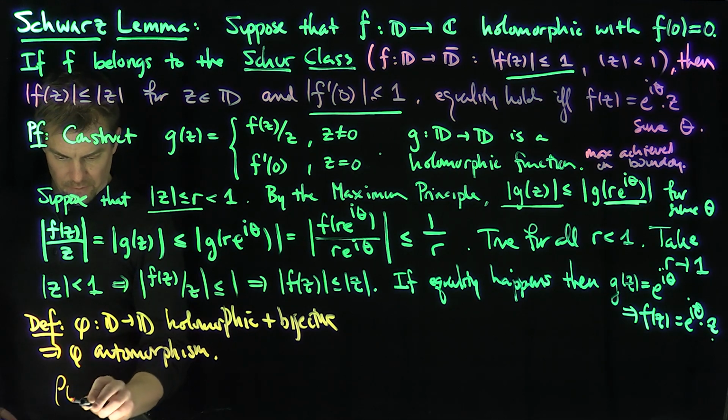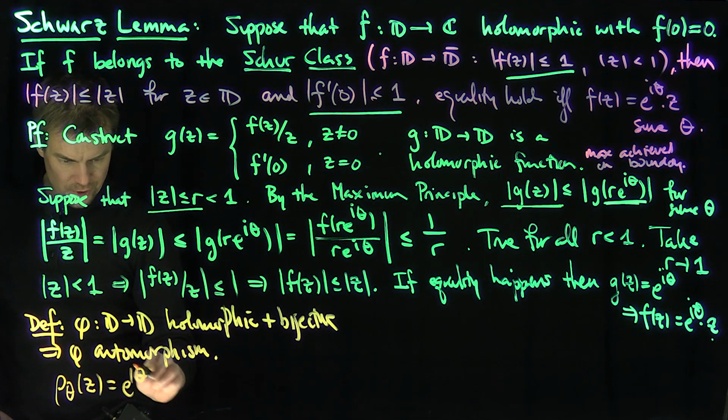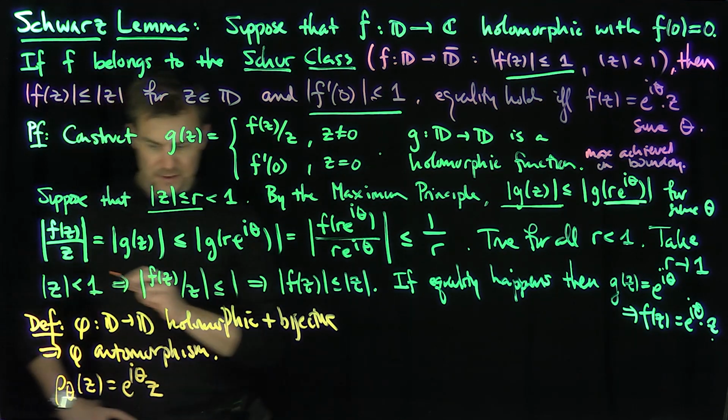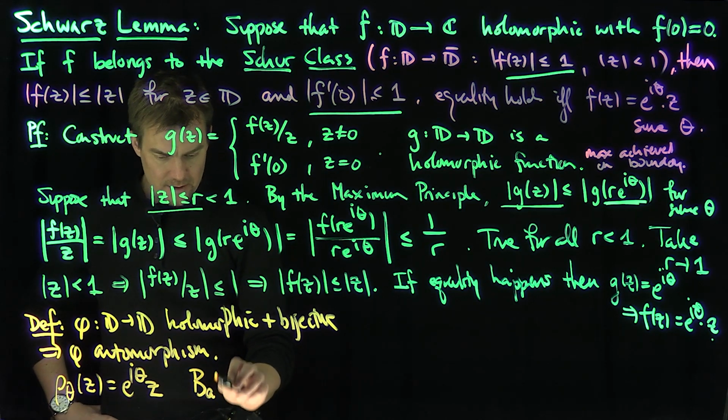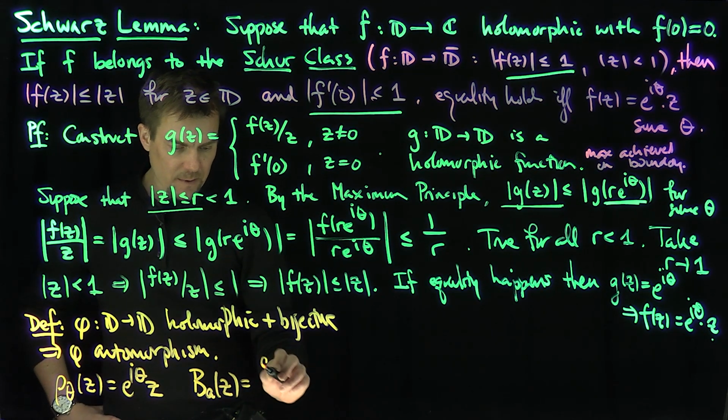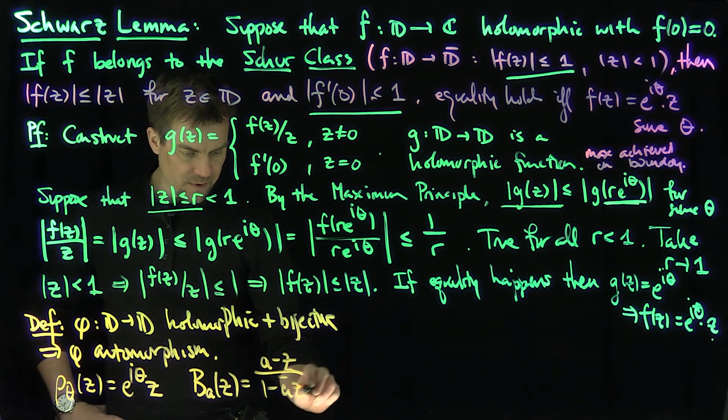Now look at this class of automorphisms. Rho theta of z is just e to the i theta z. That's a rotation, and that rotation is clearly an automorphism of the disk. And we also have these other special ones, our Blaschkes, B a of z. I'm going to modify it a little bit. I'm going to say a minus z instead of z minus a, so it's its own inverse now.